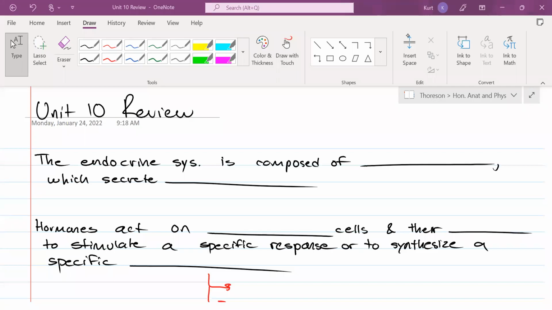Today's the Unit 10 review. We're going to be going over this review I have. We're going to fill in some blanks. We're going to try to cover all our bases for things we've been doing the last 3 weeks. And you'll have your test tomorrow.